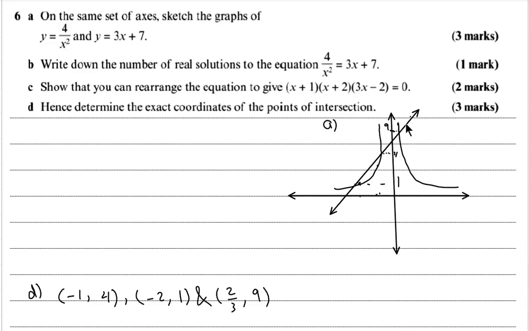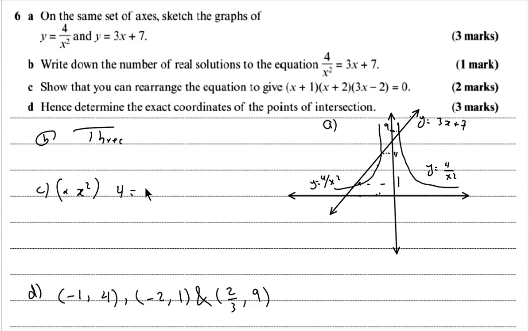This is the answer of A, and on the linear equation you can write here y equals 3x plus 7. For this branch, we can write y equals 4 over x squared, and also for this branch, we can write y equals 4 over x squared. To answer B, the number of solutions will be 3 solutions, right? To answer C, show that you can rearrange. Of course, we can multiply both sides by x squared, right? Times x squared to get what?